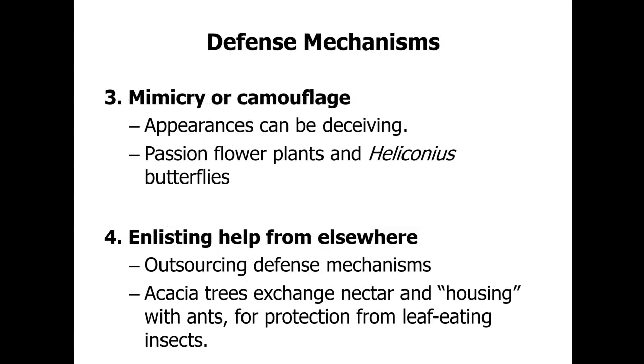Mimicry and camouflage we went over in previous units as well. This is where appearances can be deceiving, for example, with the passion flower and the Heliconius butterflies. With these, the passion flower will have yellow spots that develop on its leaves. This is to resemble the butterfly's eggs. The butterfly likes to lay its eggs on the leaves because in its larval stage, once it hatches, the caterpillars love to eat this plant.